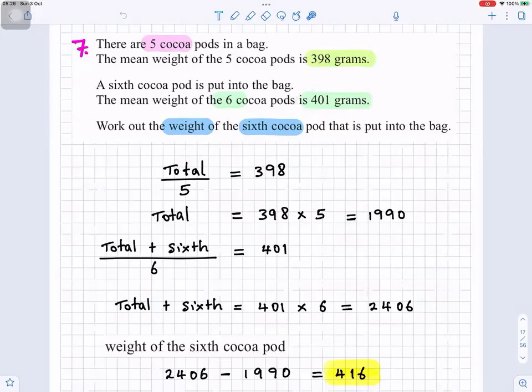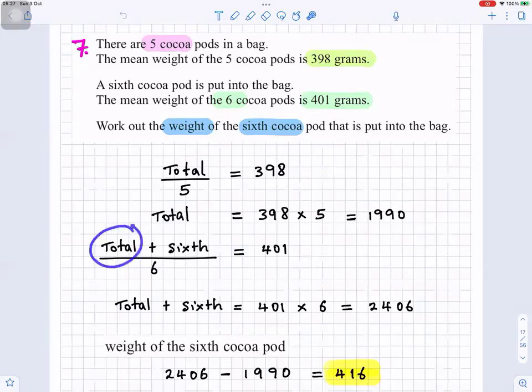Work out the weight of the 6th cocoa pod that is put into the bag. So we have the total divided by 5 is equal to 398. It's 398 there, and that's 5 there. So we need to find the total. So 5 times 398 gives you 1990 for the total.